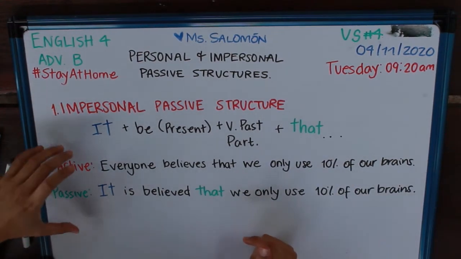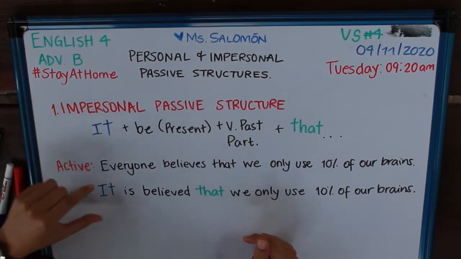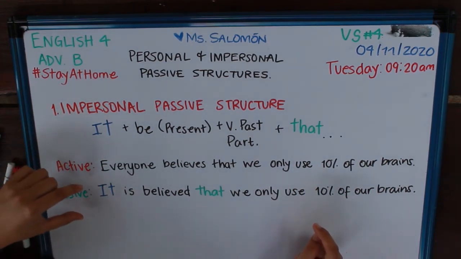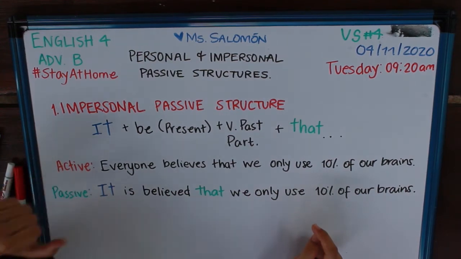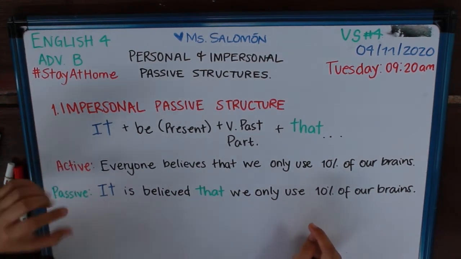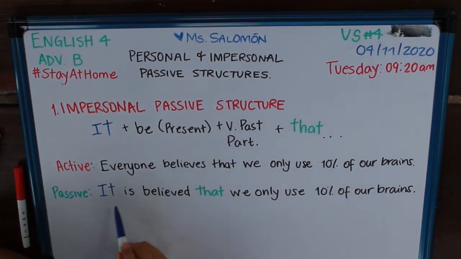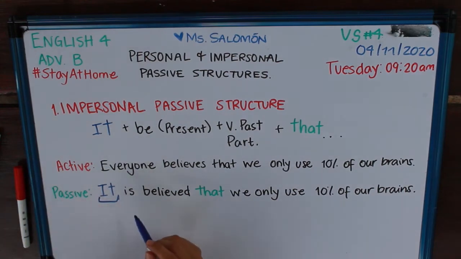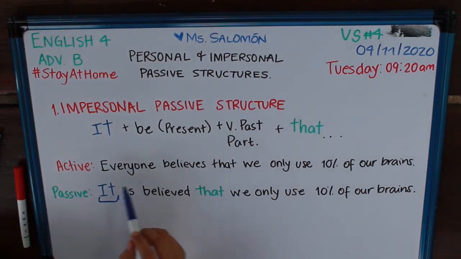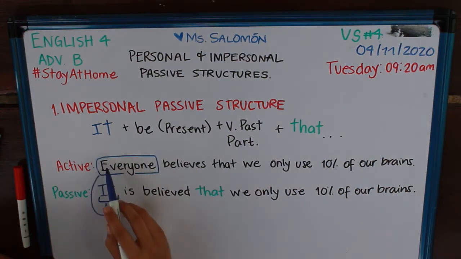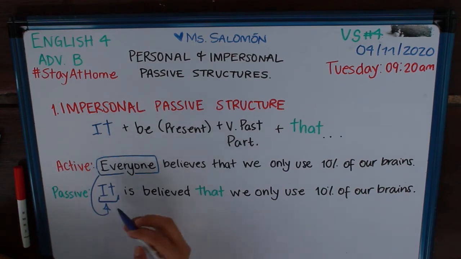If we're writing an essay, instead of writing this, we would write this. It is believed that we only use 10% of our brains. Notice how this sentence that is using the impersonal passive structure becomes automatically more formal than the previous one. And please notice that in this sentence, we are starting with an impersonal subject. So the generalized subject in the active sentence, which is everyone, is replaced with an impersonal subject, which is it.